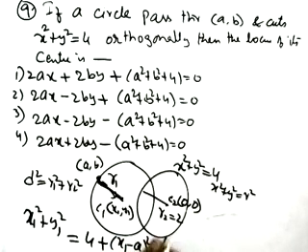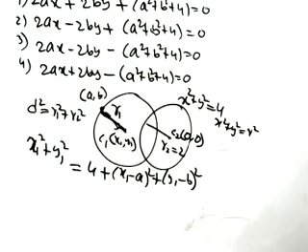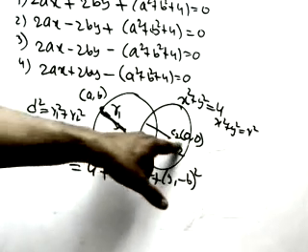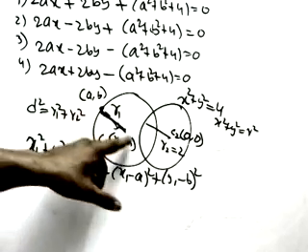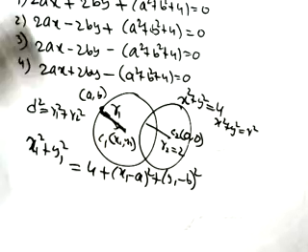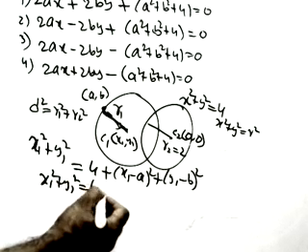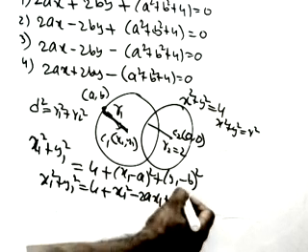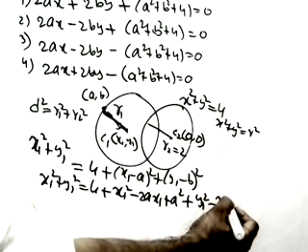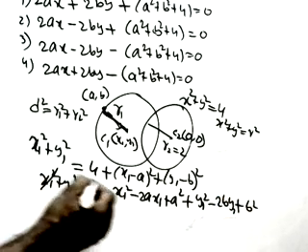So x1 minus a whole square plus y1 minus b whole square. So this is the condition for orthogonal circles: d square, where d is the distance between the centers, equals r1 square plus r2 square. Here 2 square is 4. R1 is nothing but the distance between the center and this point. So we can write like this, x1 square plus y1 square equals 4 plus, now a minus b whole square is a square minus 2ab plus b square plus a square minus 2ab plus b square.